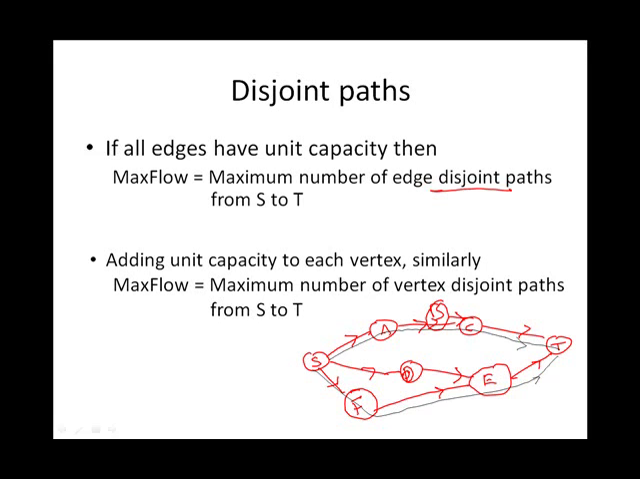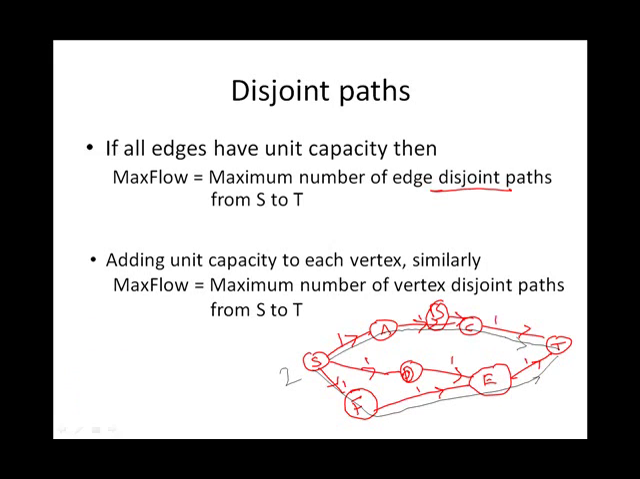And are there any more paths from source to sink which do not go along the edge which is already considered? There is no more path. A path along S, D, E, T takes the edge ET again. Okay. So there are only two edge disjoint paths from source to sink in the given network.